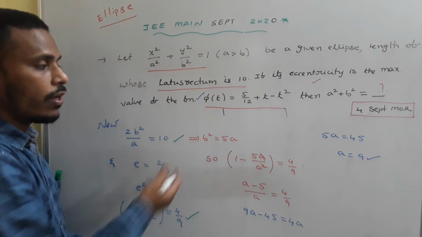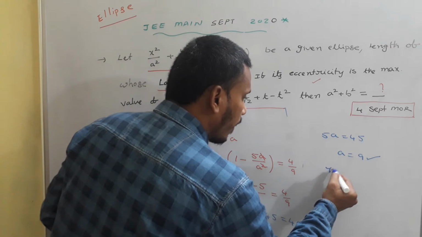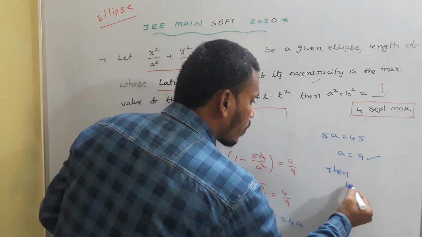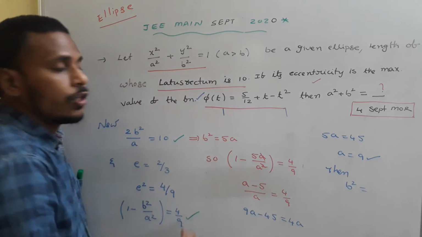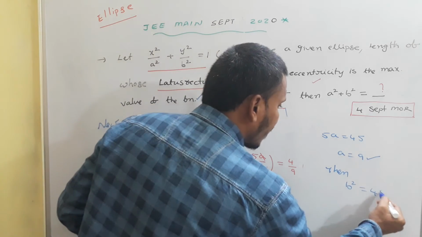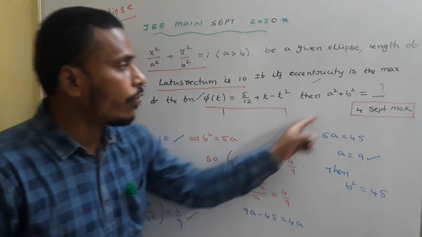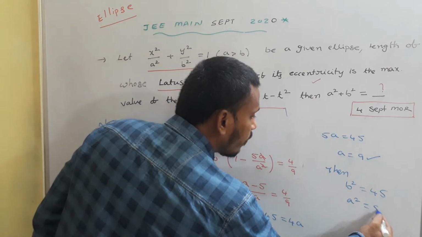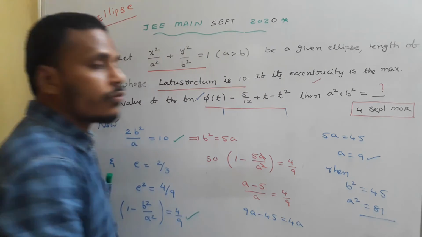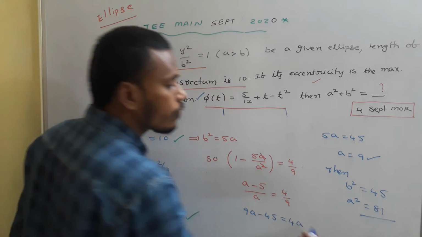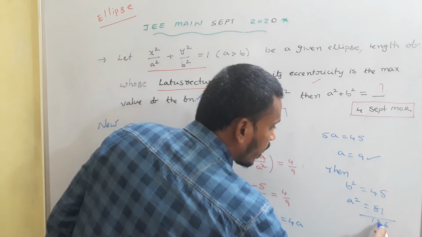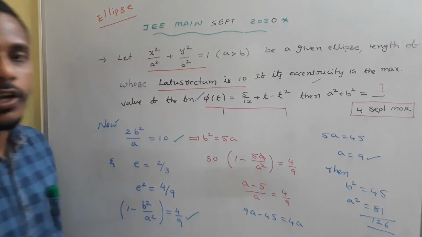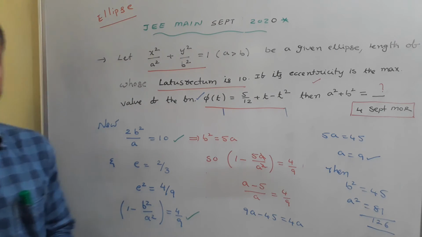Since a is 9, what do you say about b square? Then b square is equal to 5a, so 5 nines is 45. I don't need b actually; I need to find a square plus b square. A is 9, so a square is 81. Our task is to find a square plus b square: 81 plus 45 is 126, which is our answer at the end. Okay, just have a look.